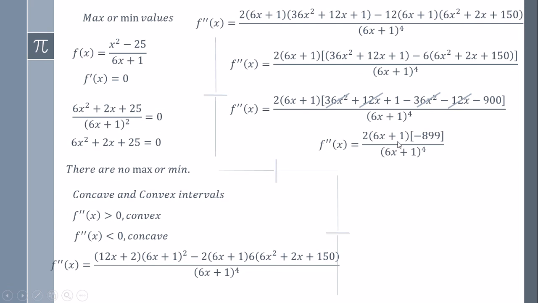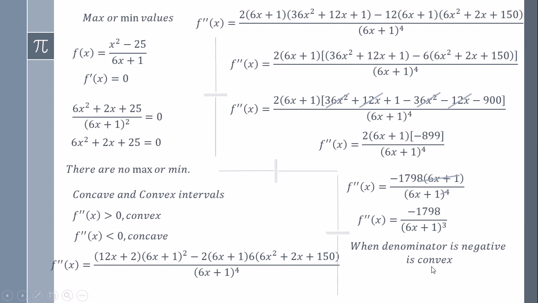If you see, these both are similar, so I can just do this one, minus 150 times 2 is this one, and I'm going to cancel out, and I arrive at this one. So if you see, this one is always negative, so the sign of the whole fraction is going to be given by the result of this one.